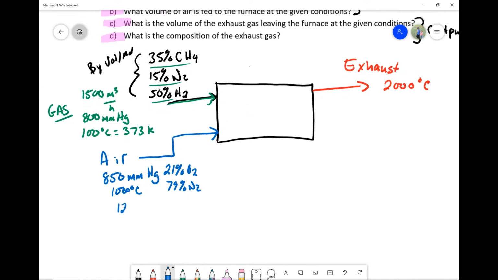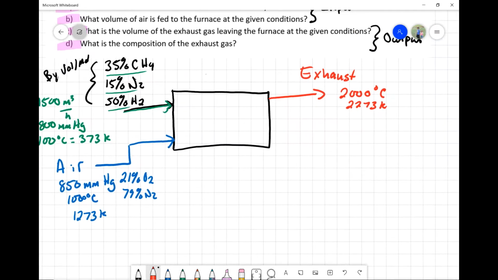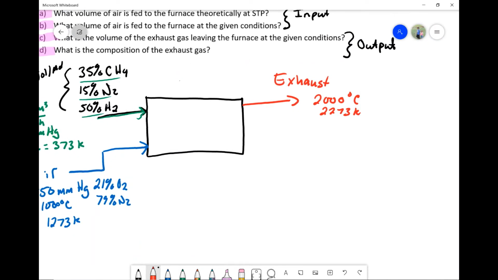So 1273 Kelvin. So this is going to be 2273 Kelvin. And this is, we know what it is. We just don't know how much because we're going to be asked to figure that out. So there's going to be some CO2. There's going to be some H2O, and there's going to be some N2.